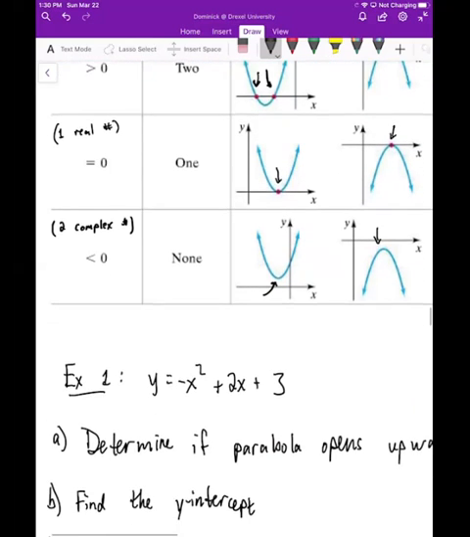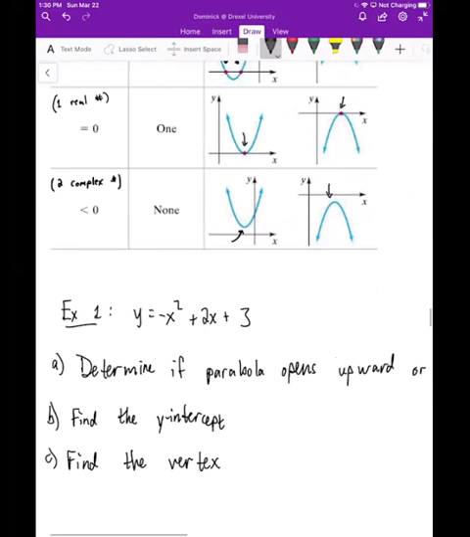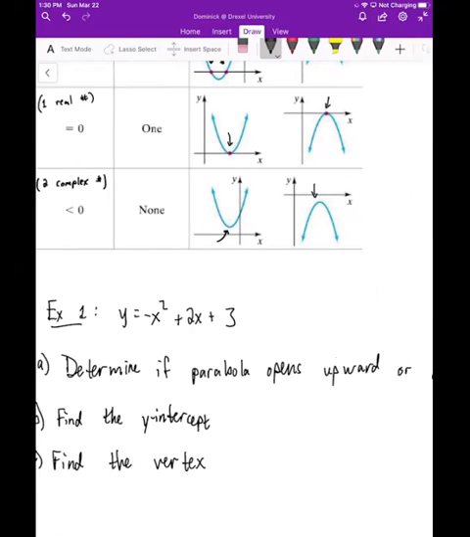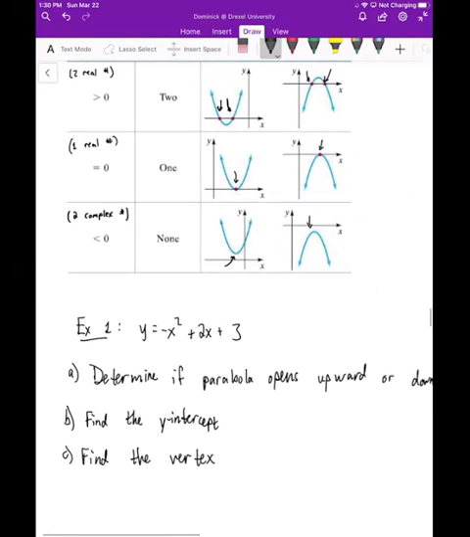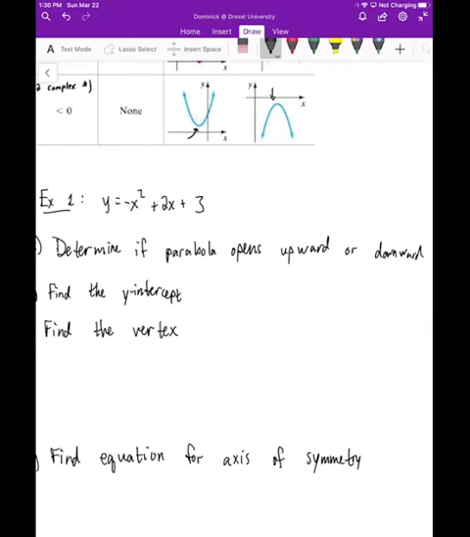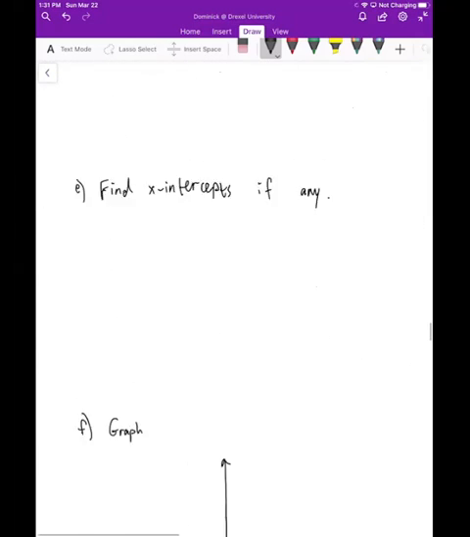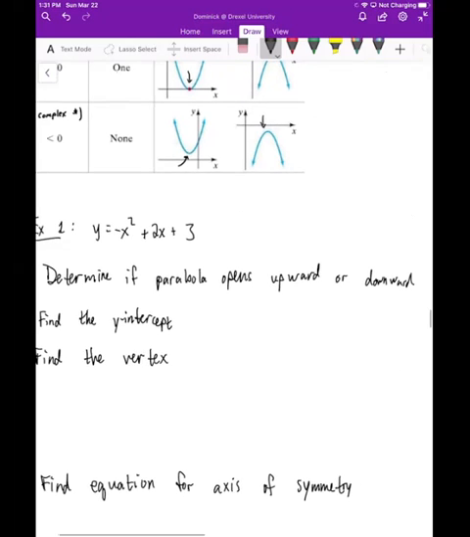Okay, but let's put this all together and do an example. So we want to graph y equals negative x squared plus 2x plus 3. All right, and we're going to do it in pieces. We're going to first determine if the parabola opens upward or downward. We'll find the intercepts, we'll find the vertex, the axis of symmetry, and then finally at the end we will graph it. All right, but let's start from the beginning.